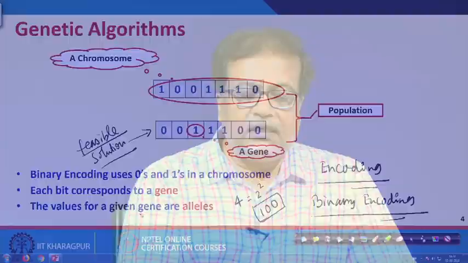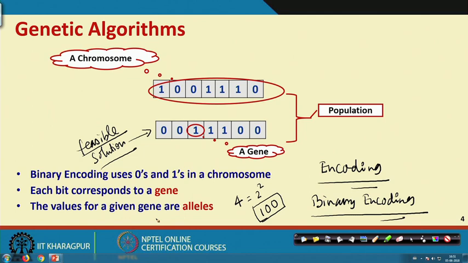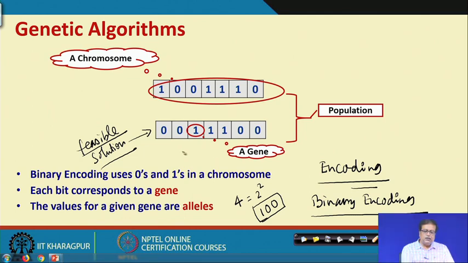Now, each bit corresponds to a gene. So, basically a chromosome consists of genes. Here, this is a gene, this is another gene, this is another, and there are so many of them. The individual value for a gene is called an allele. So, alleles are the individual values of the genes, and a bit is essentially a gene which can have a 0 or 1 in case of binary encoding.